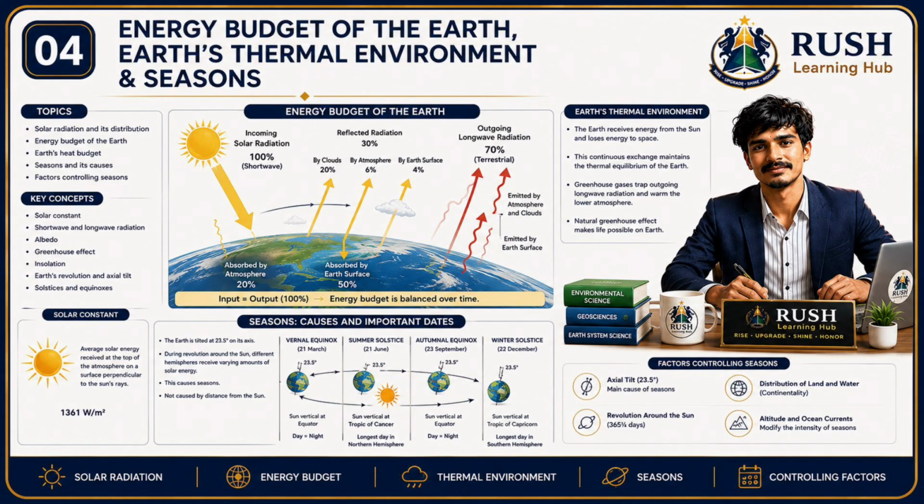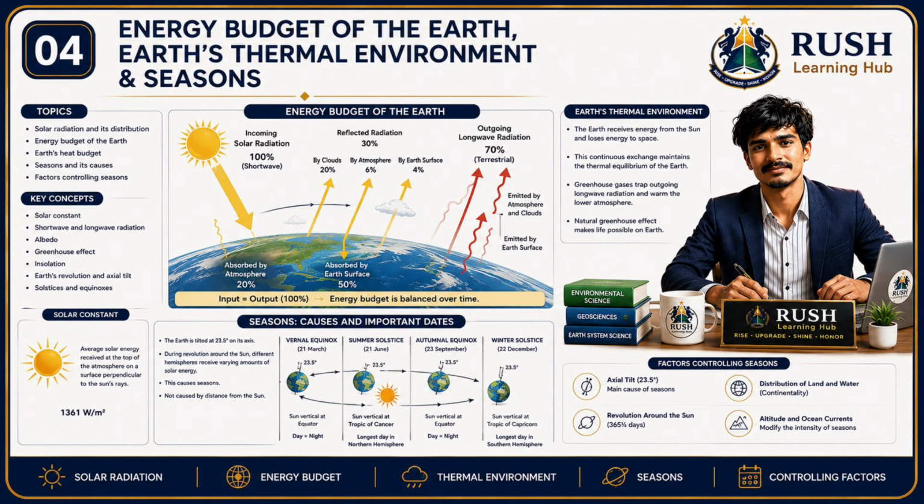Certain gases present in the atmosphere, known as greenhouse gases, absorb and re-emit this outgoing infrared radiation. This process is called the greenhouse effect. Major greenhouse gases include carbon dioxide, methane, nitrous oxide, water vapor, and ozone. The natural greenhouse effect maintains Earth's average temperature and makes life possible. However, excessive concentrations of greenhouse gases enhance this effect and lead to global warming.